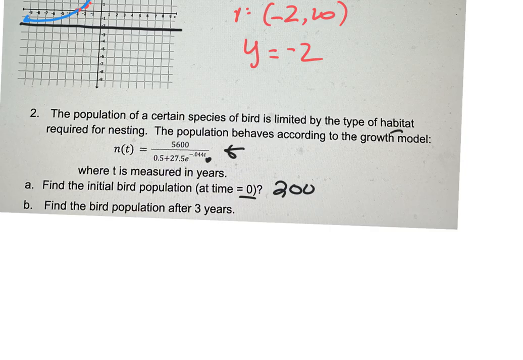Then there's part B. What I'm going to do next is put a 3 right there where the t is, and punch it in my calculator. Be careful punching it in. And I got 227.6. Remember, we don't round birds, so we got 227 birds for part B.